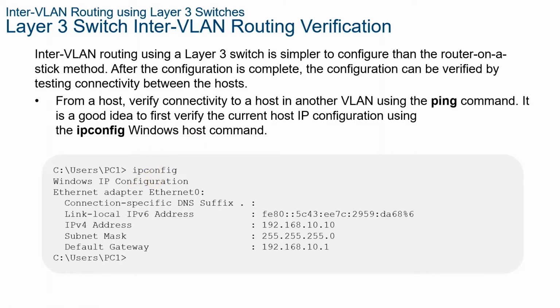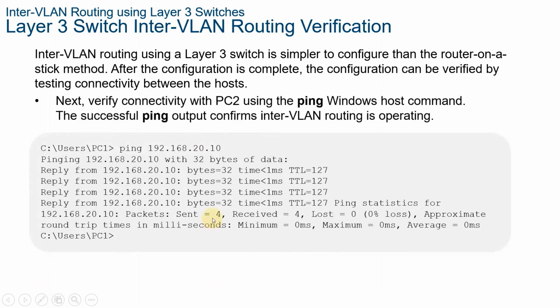Now, the output here confirms the IPv4 address 192.168.10.10 with a subnet mask, and of course the default gateway set, which is 192.168.10.1. So afterwards, verify connectivity with PC2 using the Windows ping command. Now the ping here verifies that we have successfully connected these two computers on different VLANs. So this output here confirms that inter-VLAN routing is operating.